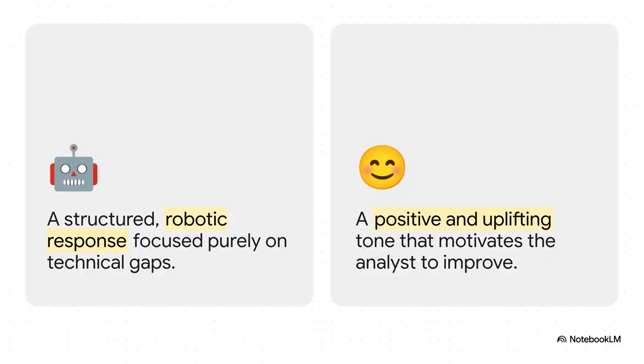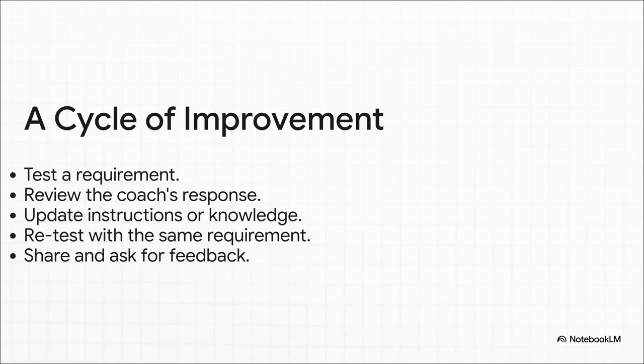So let's say the feedback it gives you feels a little robotic, maybe a little too critical. No problem at all. You can go right back into the instructions and just tweak them. You could add a simple line like, ensure the tone is positive and uplifting, and then retest it. You'll see the improvement in its response right away. And this creates this simple, powerful loop. You test, you review, and you update. You do this a few times, and once you have a high-quality coach that you're happy with, you can share it with your entire team with a simple link and start getting their feedback too.